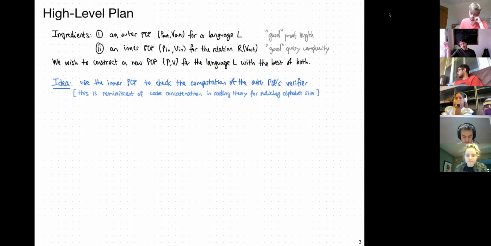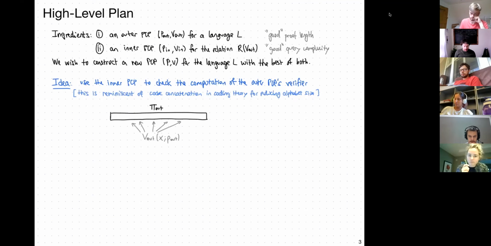So instead of literally making these queries, we'll just pretend, we'll have a mental picture of the locations where we want to make the queries. And then we'll have a PCP that will run with respect to the statement of whether this local view, which uses a lot of queries that I can't afford, would be accepted by the verifier. So that's the high level idea, and let's try to picture it.